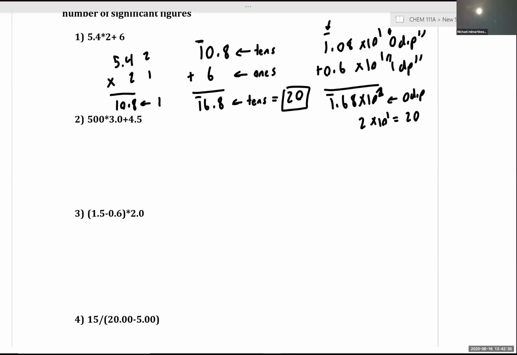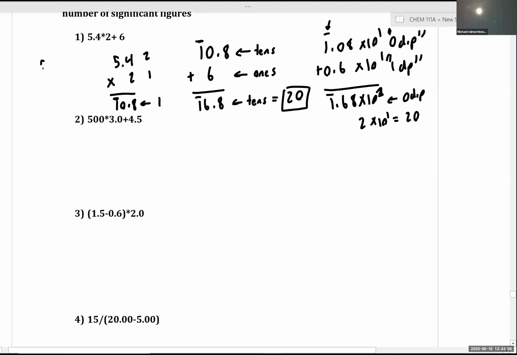So let's look at it. Yes, go ahead. How do you know when to add the bar on top of a number? The bar indicates the last significant digit. So in our multiplication operation, we need an answer with 1 sig fig. So we put a bar over the 1 because it's our only significant digit. Does that make sense?